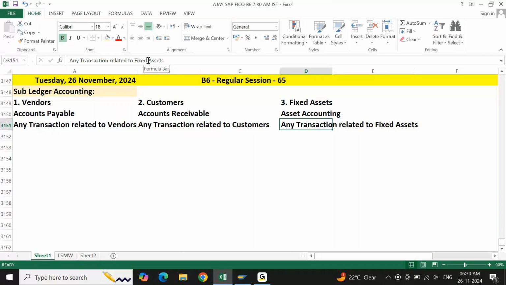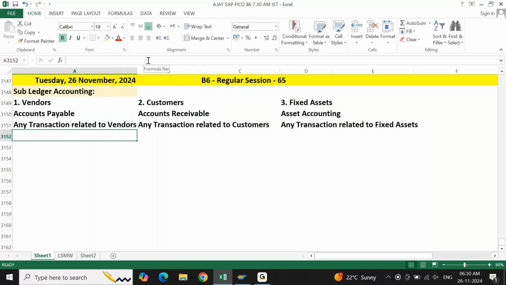Now here, when you're talking about vendor, specifically accounts payable, what do you do with vendor? Purchase. Usual purchases, services. We will be doing purchase related transaction with the vendor. And for customer? Sales. Customer, it will be sales. For asset, both purchase and sale? Yes, sir. Both.